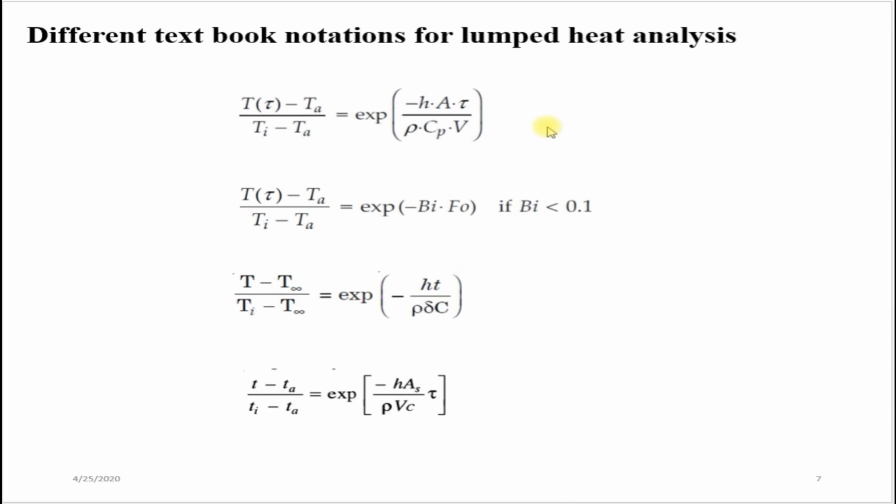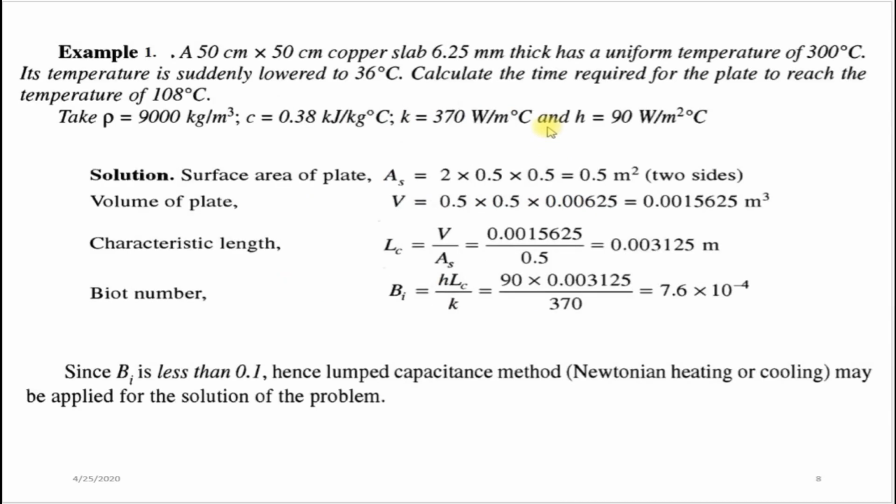Now we will solve problem number 1. A 50 centimeter into 50 centimeter copper slab 6.25 mm thick has a uniform temperature of 300 degrees Celsius. Its temperature is suddenly lowered to 36 degrees Celsius. Calculate time required for the plate to reach the temperature of 108 degrees Celsius.